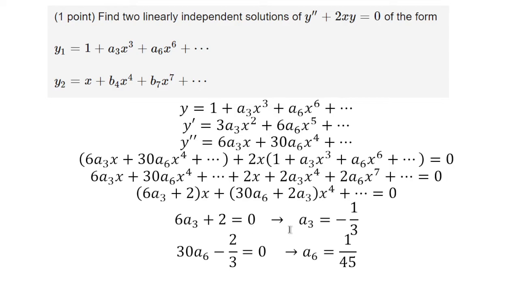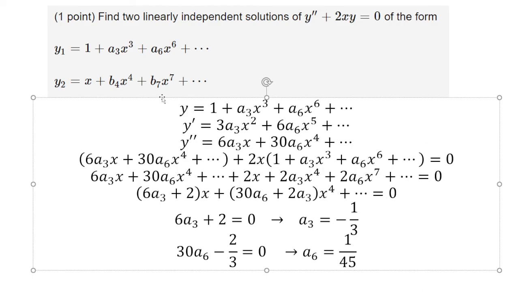Now, one thing that I want to say is that the first one, it's easily just a3 equals negative 1/3 by solving. But to solve the next one here, this is the equation I want to solve. For that, since a3 is obtained as negative 1/3, negative 1/3 has to be put in there. And the resulting equation is 30a6 minus 2/3 equals 0. And when you solve this, you get a6 as 1/45.